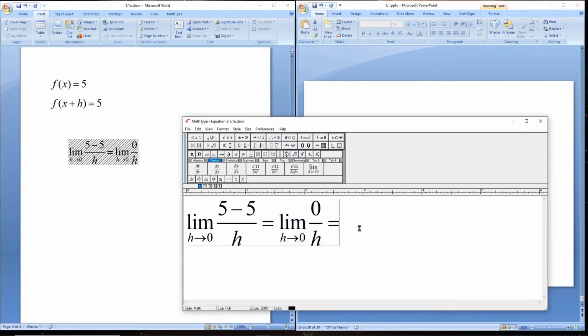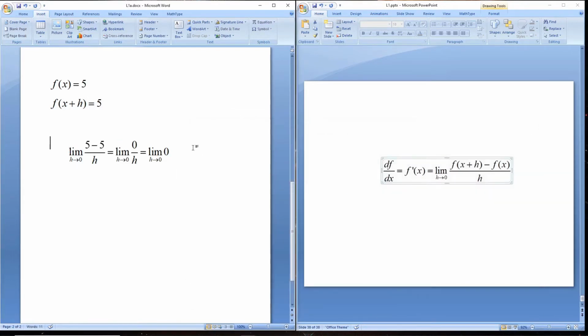Well, if you think about it, what is 0 divided by 2? What is 0 divided by 10? What is 0 divided by h? It's 0. And this messes with people's brains a little bit sometimes, because how can 0 divided by 0 be 0? I thought that was indeterminate.